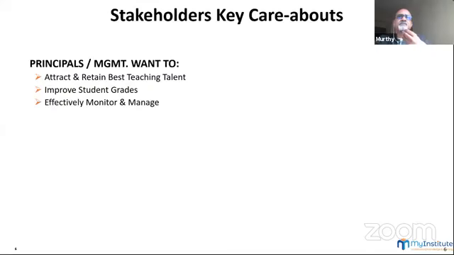Now let's talk about the stakeholders. What are the key care abouts, as I call it? What are some of the things that these stakeholders care most about? So there are four stakeholders. The first one I would say is principals and management. What they're looking for is to attract and retain the best teaching talent. They want to improve students' grades. They want to effectively monitor and manage the school.